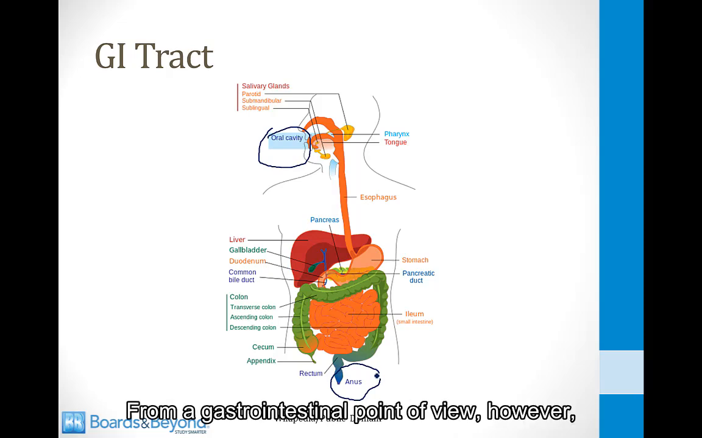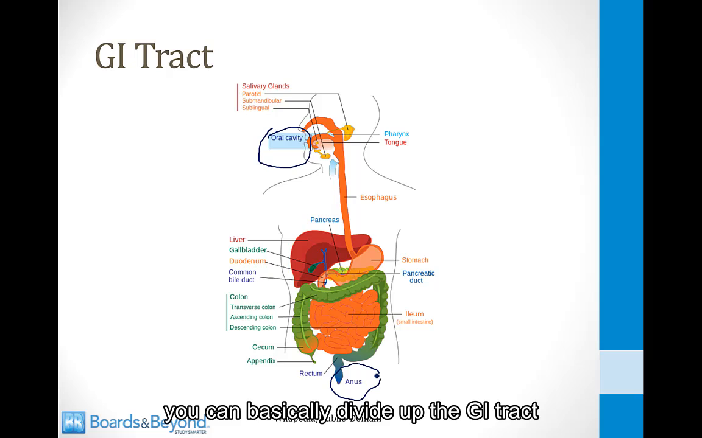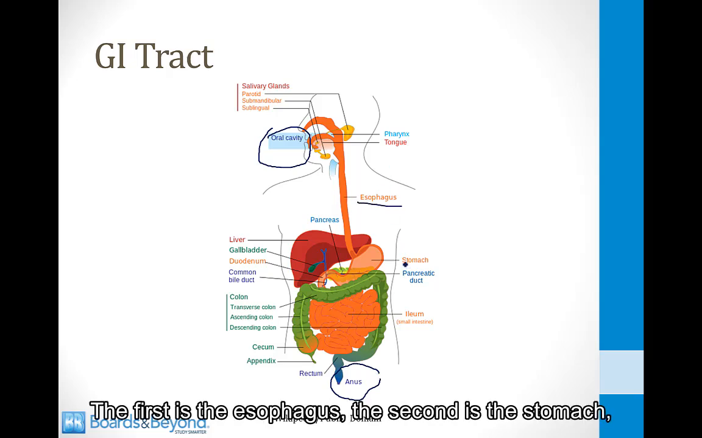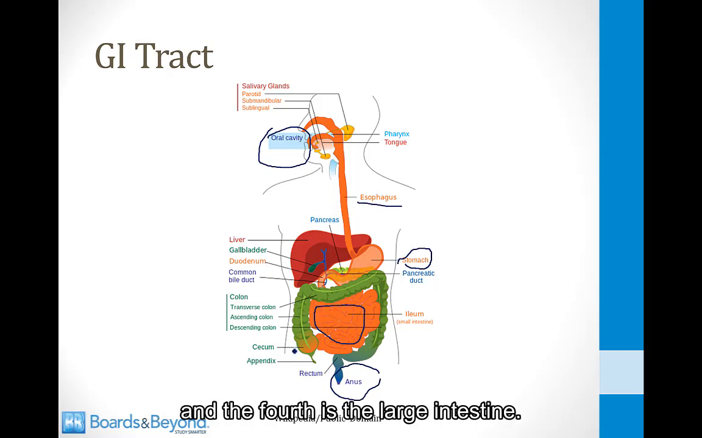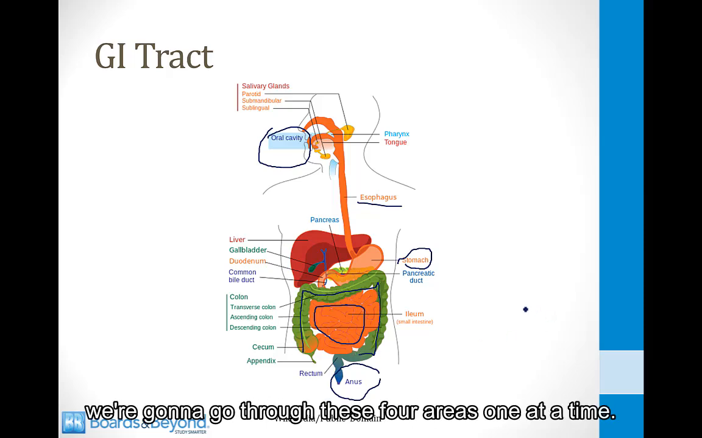From a gastrointestinal point of view, however, you can basically divide up the GI tract into four different areas. The first is the esophagus, the second is the stomach, the third is the small intestine shown here, and the fourth is the large intestine. And so in this module, we're going to go through these four areas one at a time.